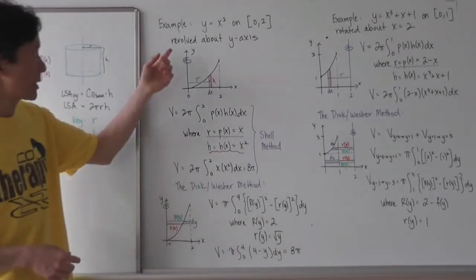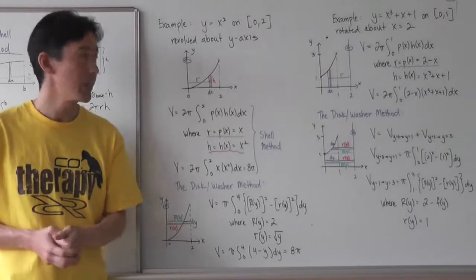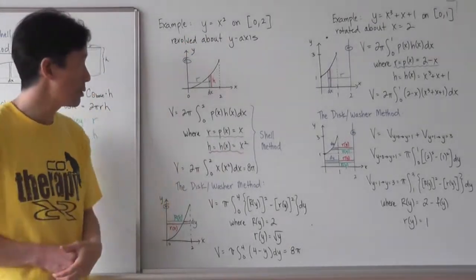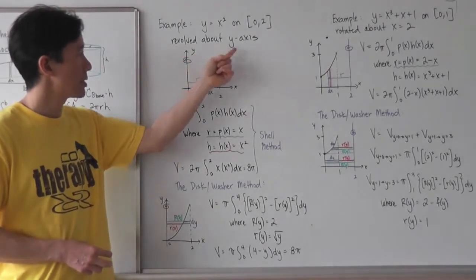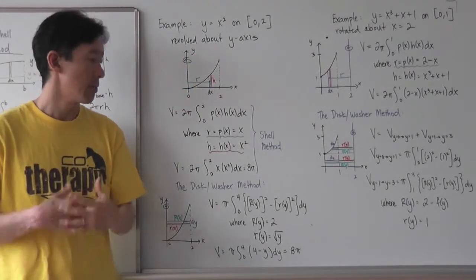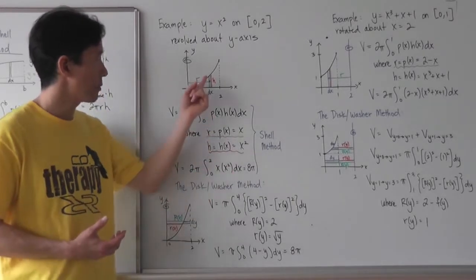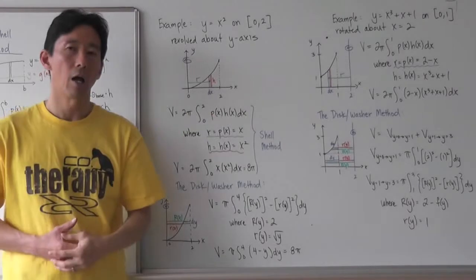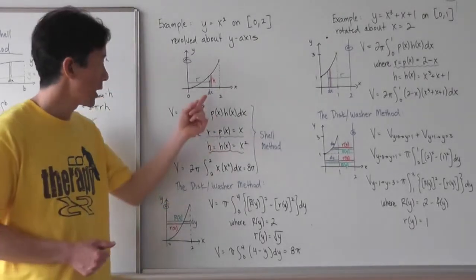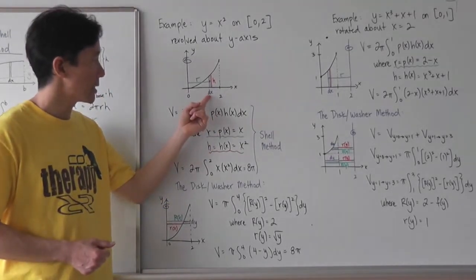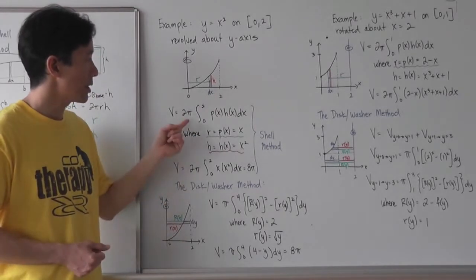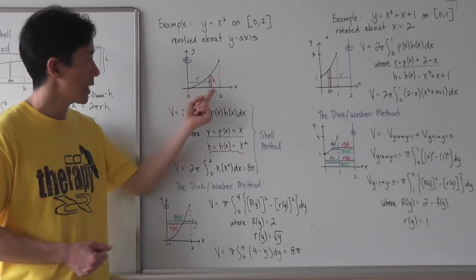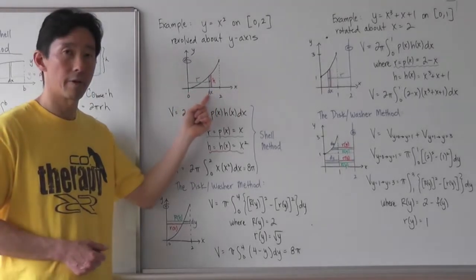In this particular example, a very straightforward one, it says y is equal to x squared on the closed interval from 0 to 2. Let's revolve this about the y-axis. We're going to use the shell method, so we designate our rectangle to be parallel to the axis of rotation, and we'll call that dx. So here's our initial statement again, 2 pi from 0 to 2, of course, because we're looking at the x values, because our variable of integration is x.